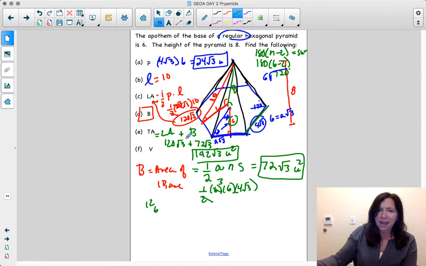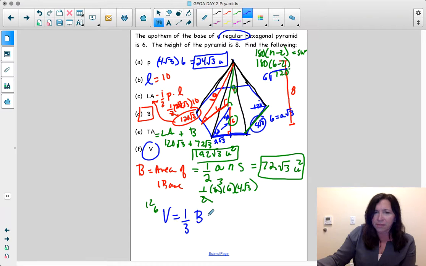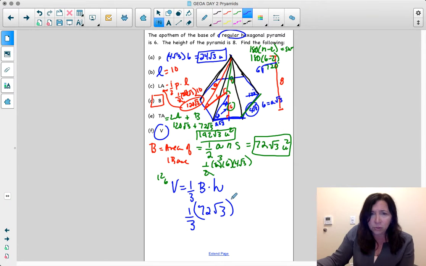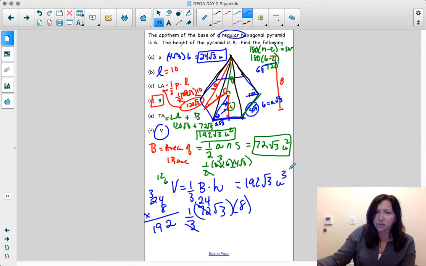And the last thing that we have is the volume. The volume is 1/3 the area of one base times the height. So it's going to be 1/3 the area of one base, and the area of one base was 72 root 3, times the height. Where's my height? The height of my whole shape is going to be 8. And so let's see, 3 divides into 72 how many times? 24 times. And then 24 times 8. Remember, don't multiply by that root 3. So 24 times 8 is 192. So that's going to be equal to 192 root 3 units cubed. And so that's that value.